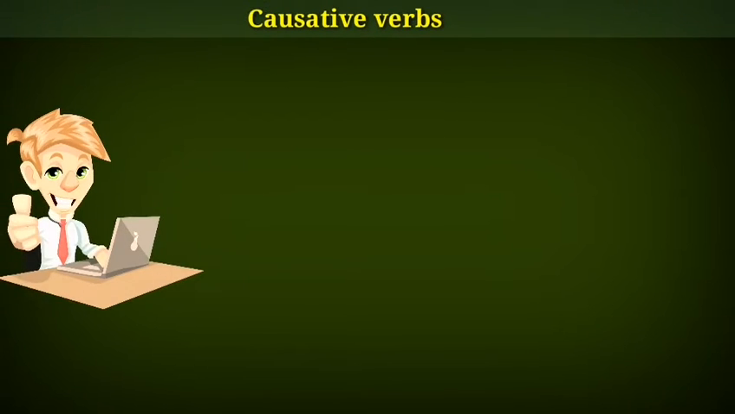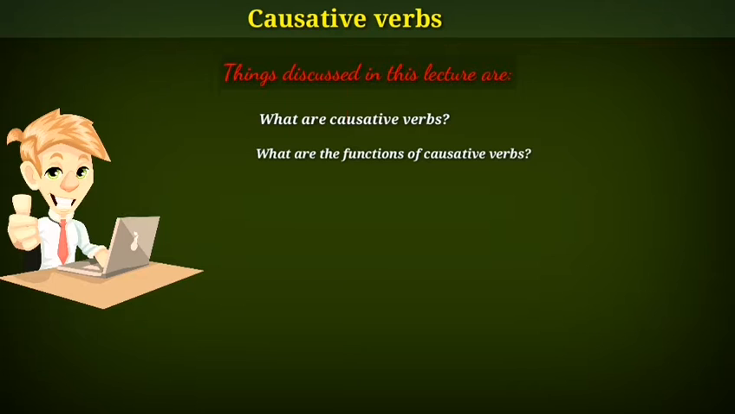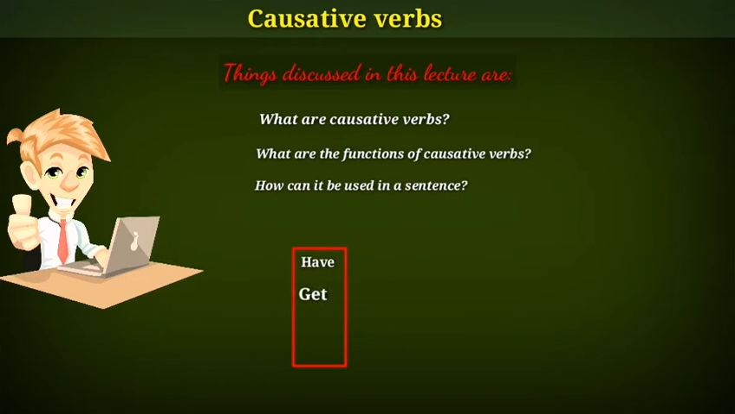Hi everyone, today we are going to look at the causative verbs. The causative verbs are have, get, make and let. Well, you would say they look like normal verbs. Yes, but when you use them in a causative way, they have a very unique structure and a special purpose.